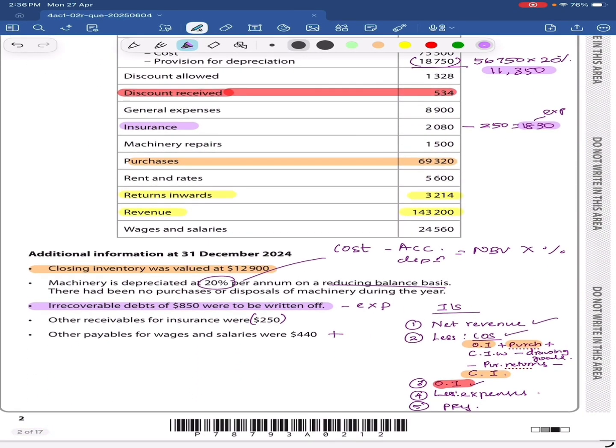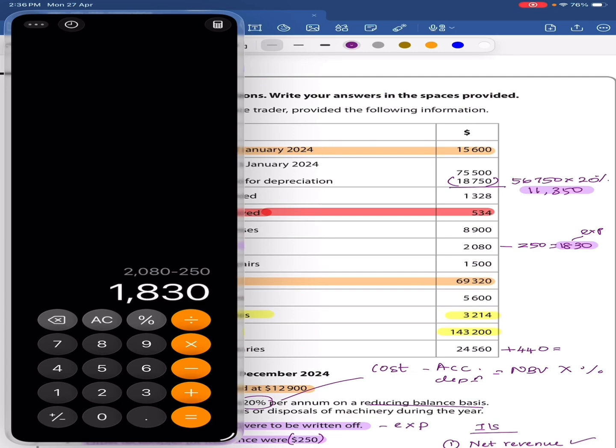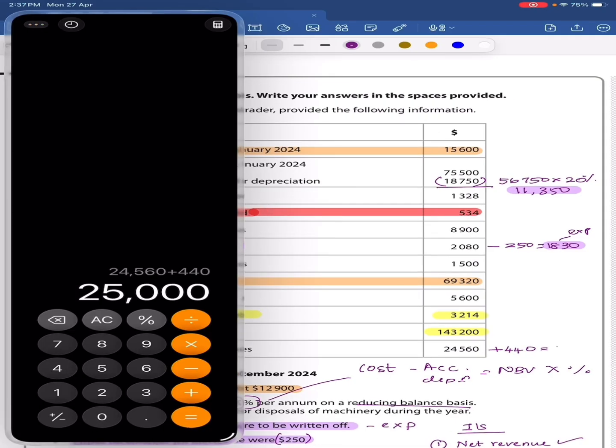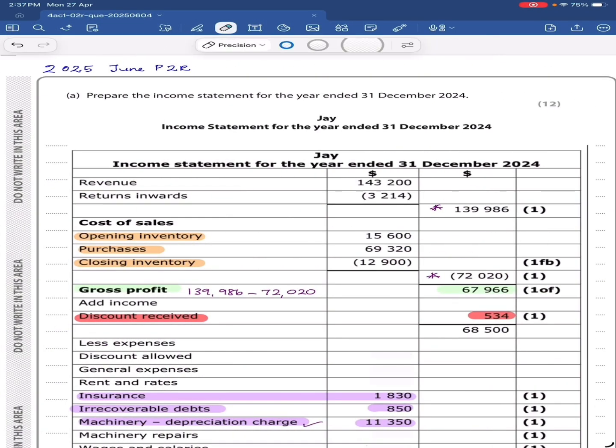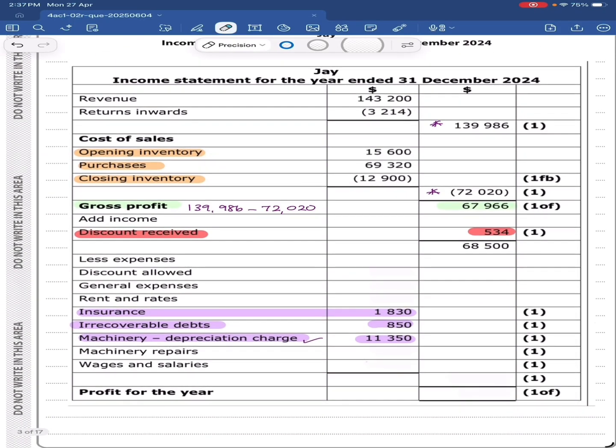Next one, other payables for wages and salaries were 440. Other payables means accrued, owing, which should be added to the wages and salaries. Now let's add this, which is 24,560 plus 440 is 25,000. List it under expenses. That is wages and salaries.